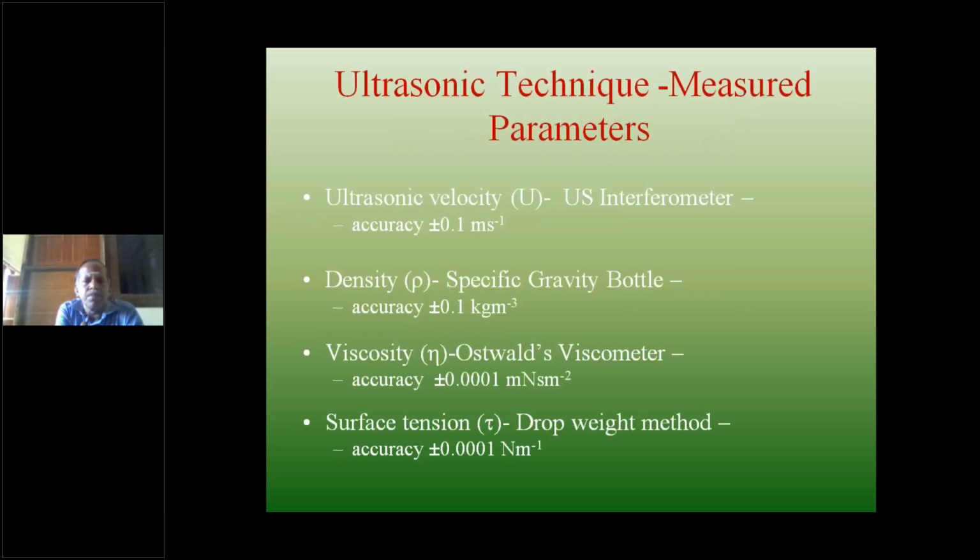So these are the parameters we have taken in ultrasonic techniques. One is the ultrasonic velocity measured by interferometry technique. The second one is the density using specific gravity bottle. The third one is the viscosity by viscometer. The surface tension by drop method using platinum du Nouy ring.